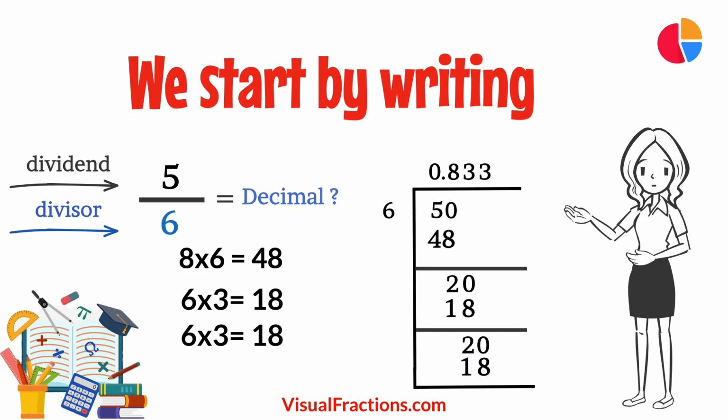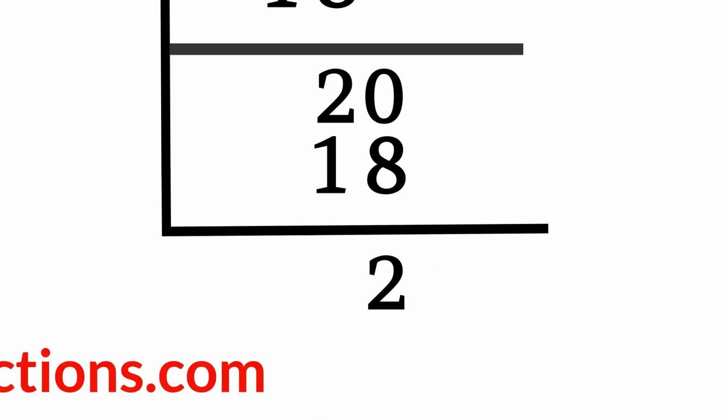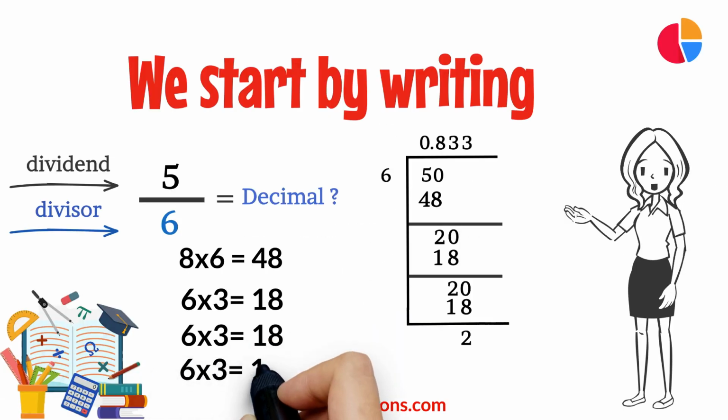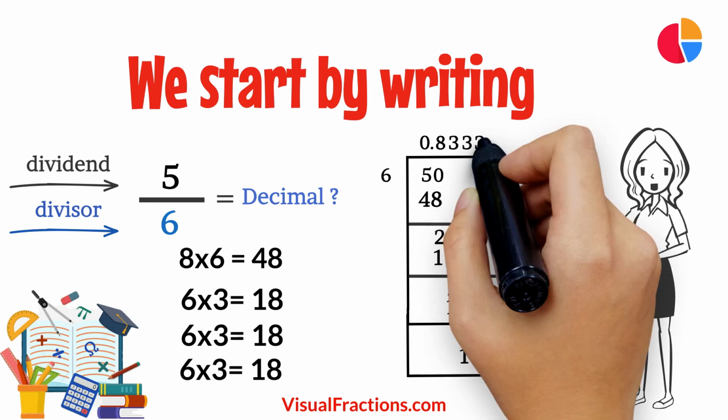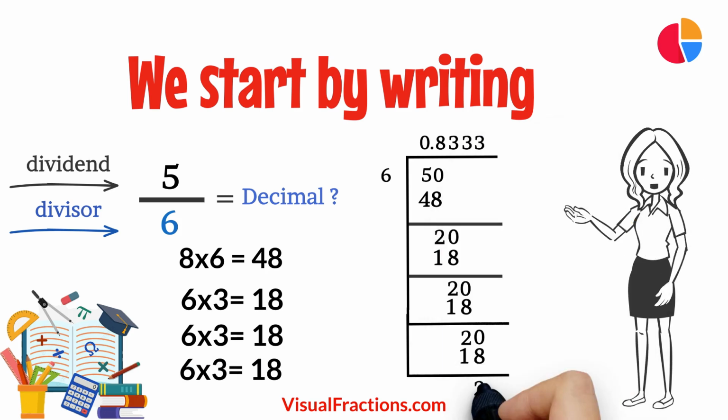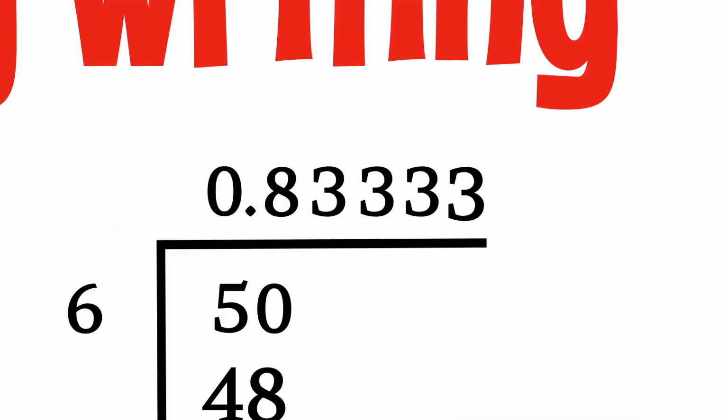Multiplying 3 by 6 gives us 18 again, and after subtracting 18 from 20, we are left with a remainder of 2. This process repeats indefinitely, as each time we subtract 18 from 20, we are left with a remainder of 2, and when we bring down another 0, the cycle continues with 6 going into 20 3 times.